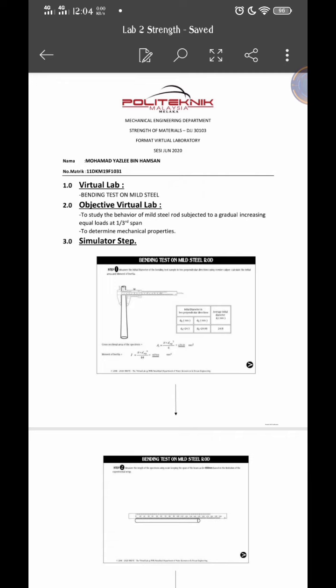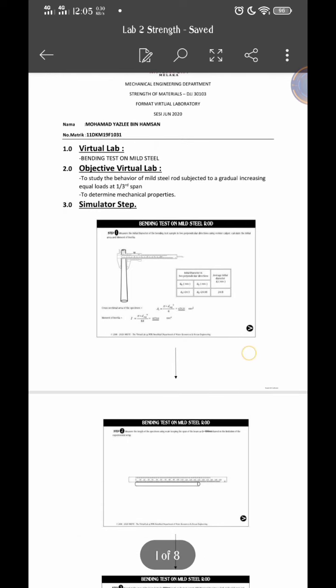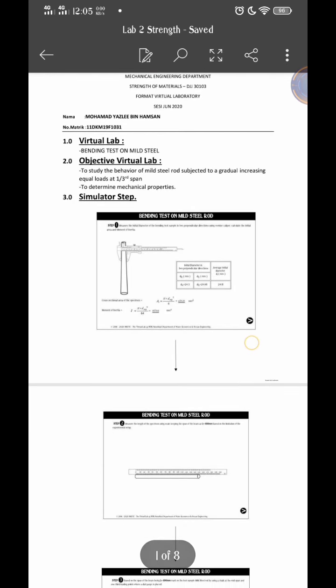And I want to talk about lab 2, which is the bending test on mild steel. This is number 2, virtual lab titled bending test on mild steel, and 2.0 is the objective: virtual lab to study the behavior of a mild steel rod subject to a gradually increasing equal load at one third per span and to determine mechanical properties. And 3.0 is my simulator steps.